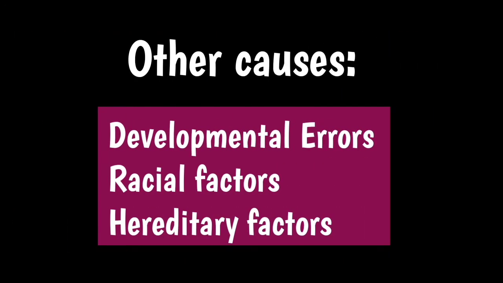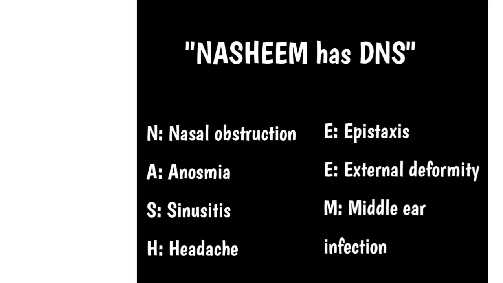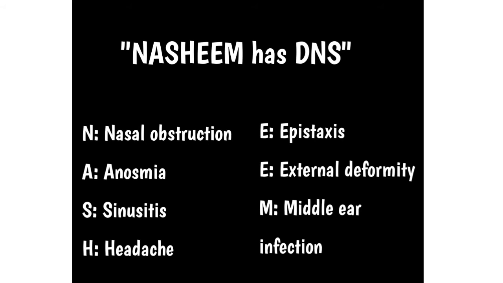Other causes include developmental errors, racial factors and hereditary factors. For memorizing the clinical features of deviated nasal septum, we have a mnemonic which is NASHEEM has DNS, in which N is for nasal obstruction, A is for anosmia or loss of smell, S for sinusitis, H for headache, E for epistaxis or nosebleed, while the second E is for external nasal deformity and M is for middle ear infection.